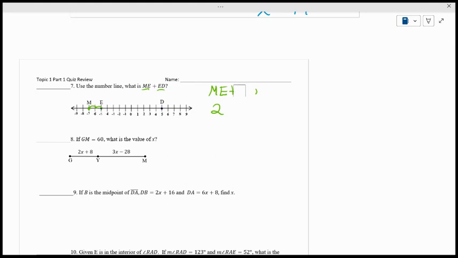And then I'm going to switch this color. Plus ED. 1, 2, 3, 4, 5, 6, 7, 8, 9, 10. So 2 plus 10. Pretty easy. That's 12. So the answer is 12. If you add those two pieces, you get 12.